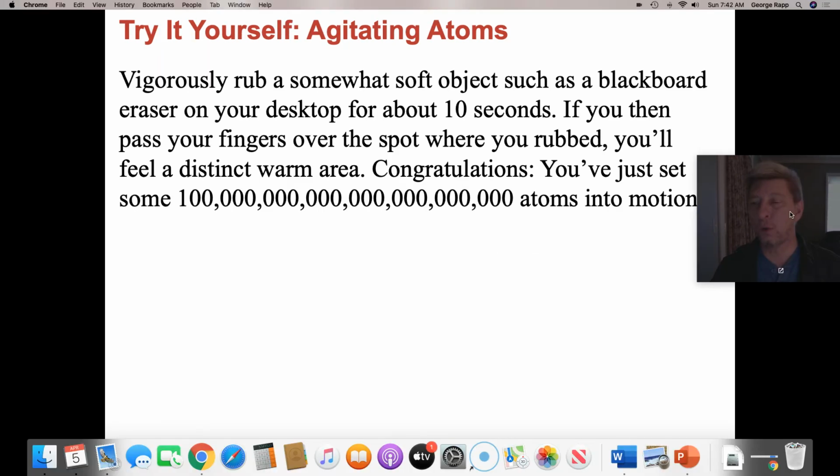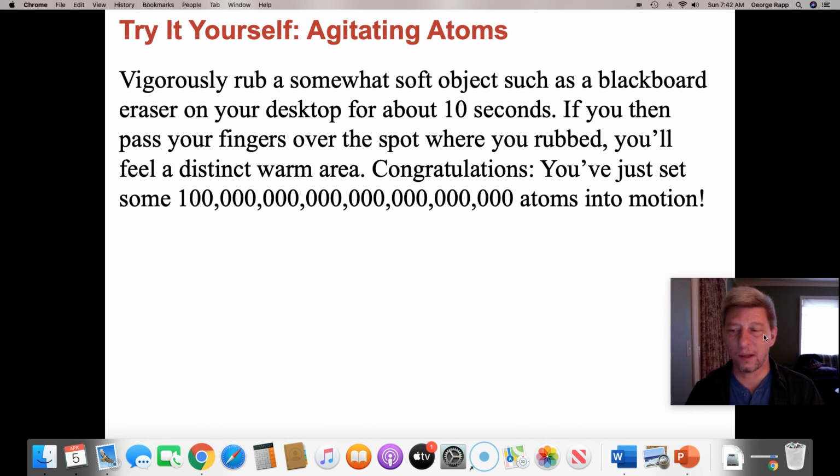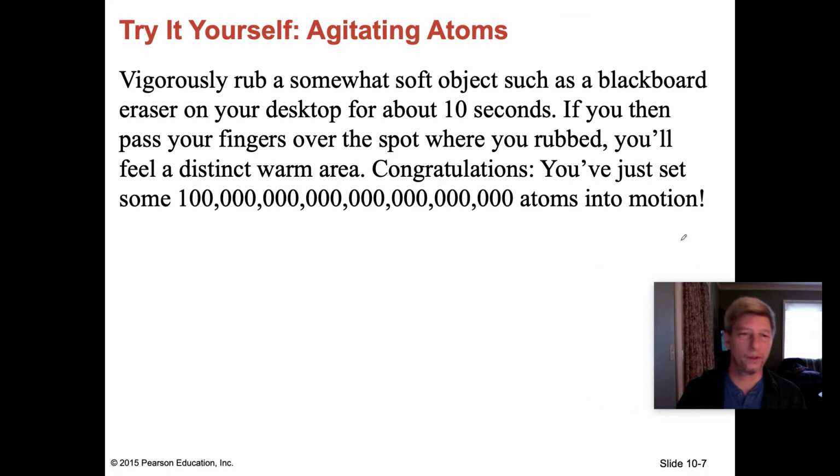Okay, you can do the same thing in your own living room. Vigorously rub a somewhat soft object, such as a blackboard eraser, on your desktop for about 10 seconds. If you then pass your fingers over the spot where you rubbed, you'll feel a distinct warm area. All right, congratulations, you've just set some gazillion atoms into motion.